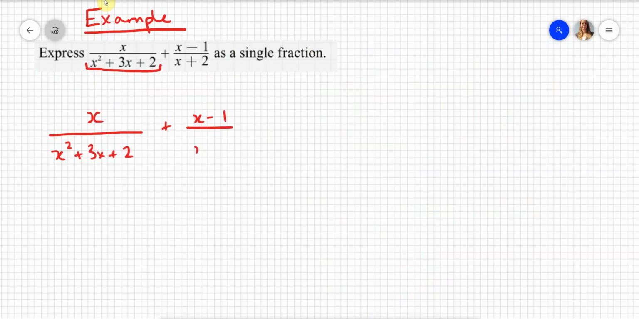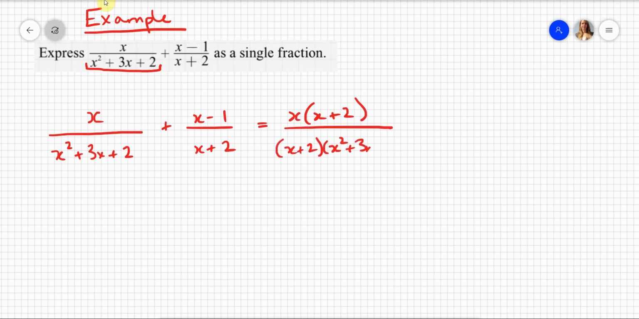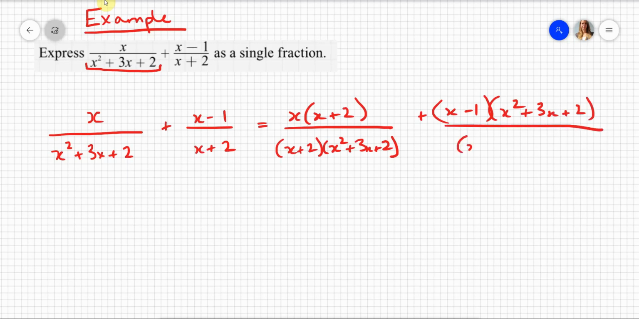So what we need to do is multiply the first one by x plus 2. And we need to multiply the second one by x squared plus 3x plus 2. That looks absolutely disgusting, and it is, and it's unnecessary. So I'm going to get rid of that for a moment.